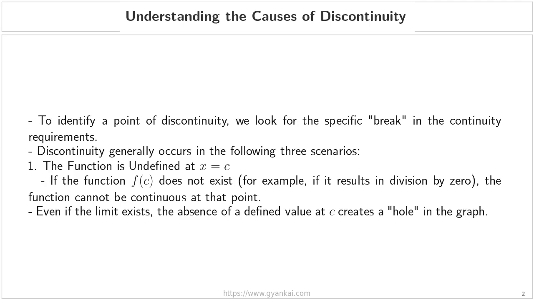First, the function is undefined at x equals c. This happens if the function value at c does not exist. For instance, if plugging the value into the equation results in division by 0. In such a case, the function simply cannot be continuous at that point. It is important to note that even if the limit exists as we approach that point, the absence of a defined value creates what we call a hole in the graph.